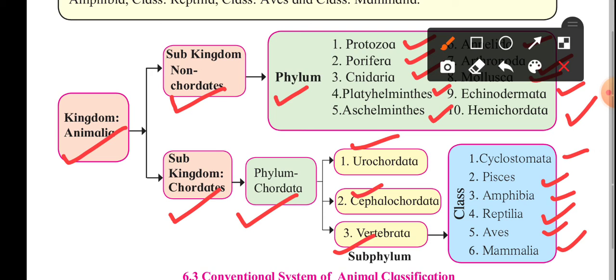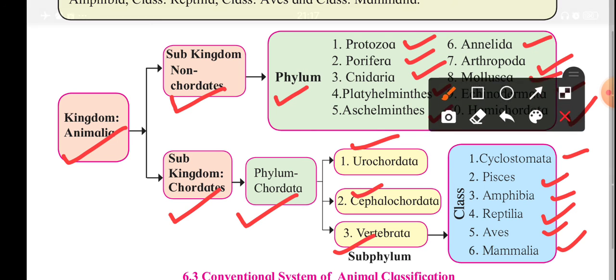So this is the conventional system of animal classification. In the next part of the videos, we will see the criteria for the new system of classification, and what criteria are followed for the classification of animals. So in this video, only this much.